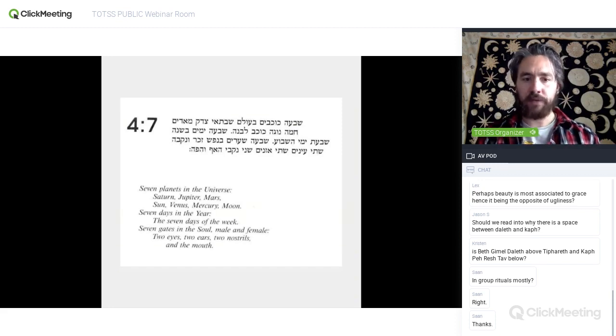Okay, so seven planets in the universe. Nothing really surprising here. The order that they're given is what's called Chaldean order. It's essentially what in a geocentric cosmology would be furthest out to closest. So Saturn would be the planet furthest away, and then the Moon the closest. What it more actually corresponds to is the orbital time. So Saturn moves the slowest, and the Moon is the fastest.